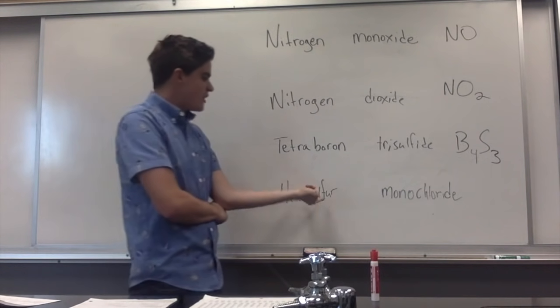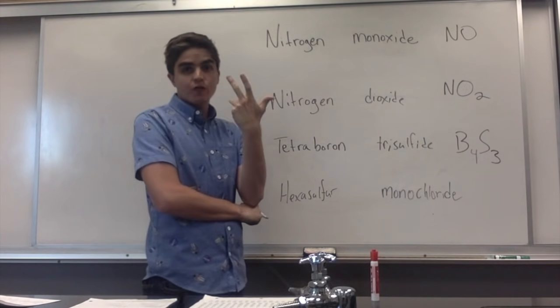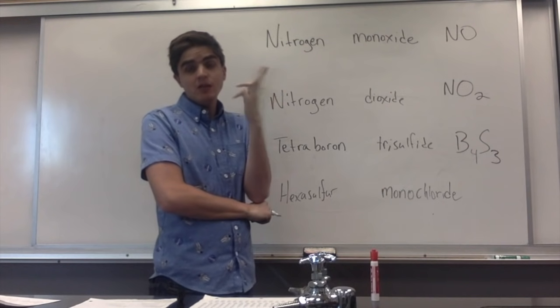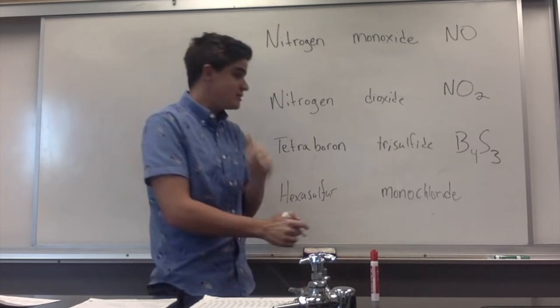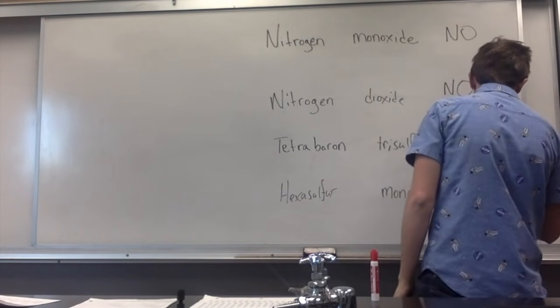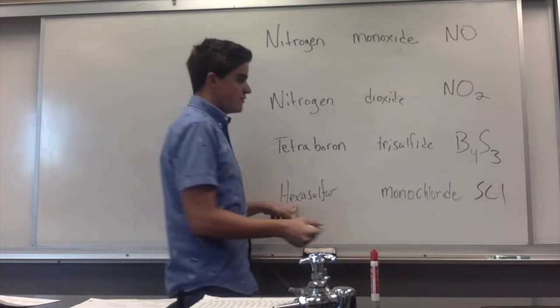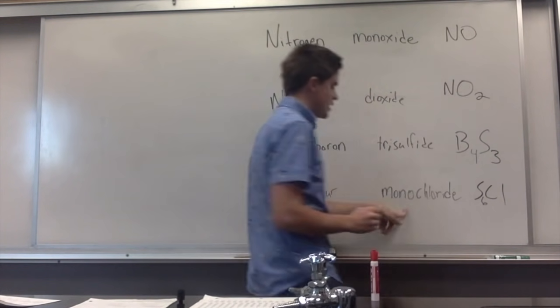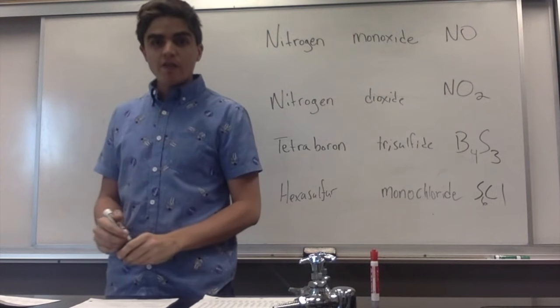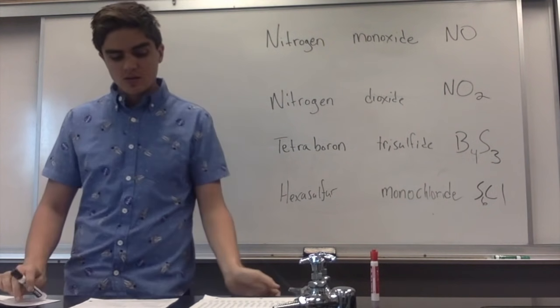And then finishing off, hexasulfur monochloride, sulfur is S on the periodic table, chlorine becomes chloride, becomes Cl, so I have SCl. And let's see, hexa, I have 6 sulfurs and 1 chlorine. I'm done. And frankly, that's all there is to this.